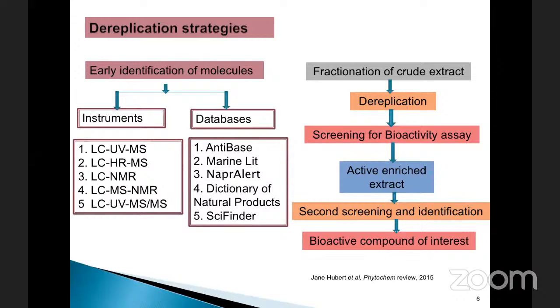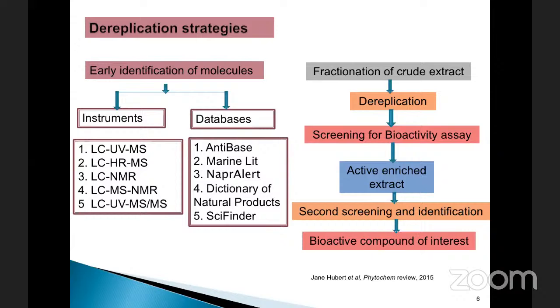In fact, you can create your own database by using your own isolated compounds. If, let's say, you have 1,000 or 2,000 compounds in your lab, you can create your own library using the LCMS technique. This is very important because you have to compare with something, and only then can you identify it.